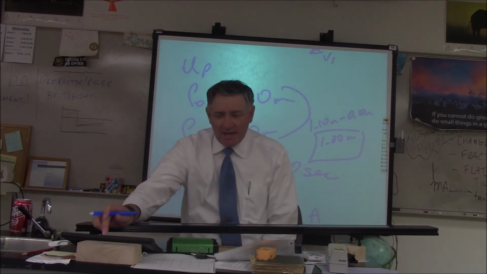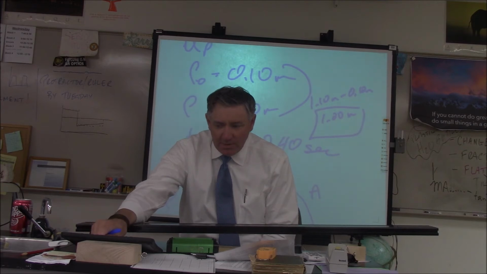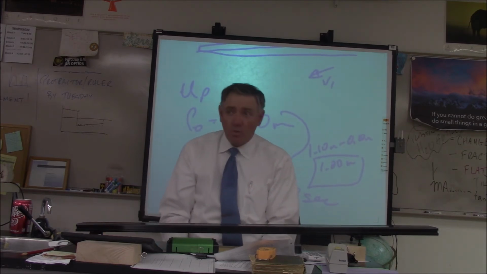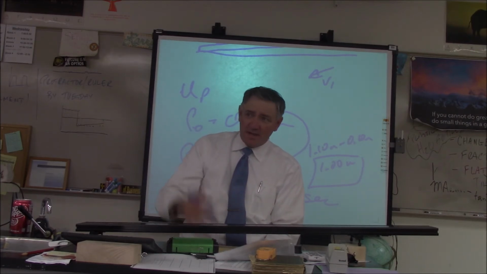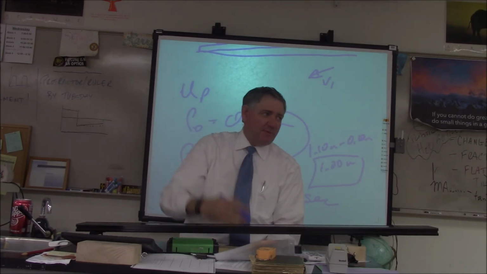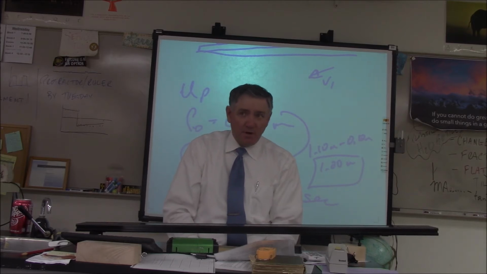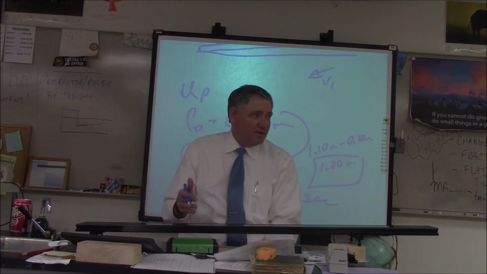Now, here's what I can't do. I can't take 1 meter and divide that by 1.2 seconds to get my velocity. Why not? Why can't I just take 1 meter and divide it by half the time? It's not constant. It'd be like the average. You're only doing half the distance. Well, here's the deal.